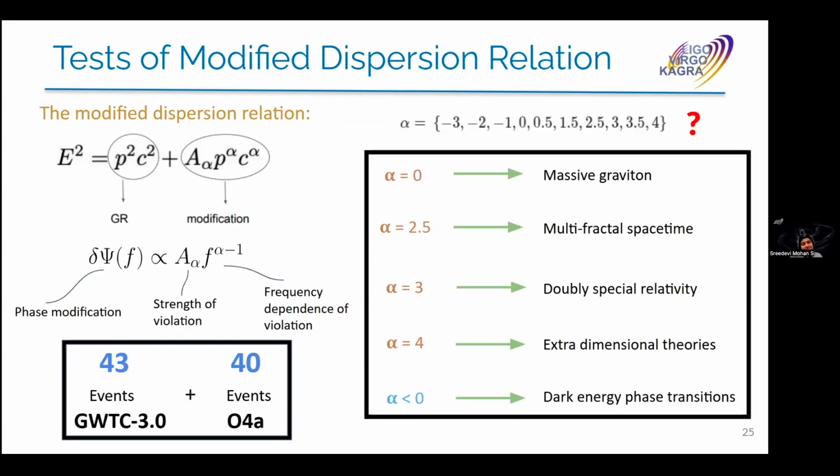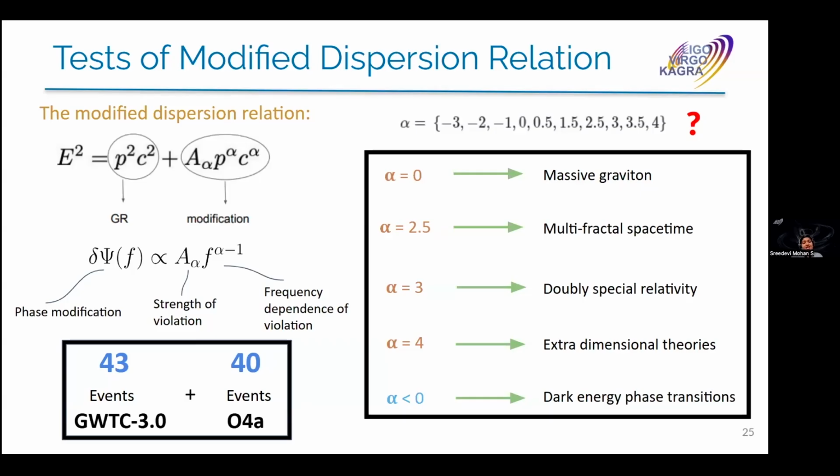What this means is that the different frequency components of the gravitational wave will travel with different velocities, which will lead to morphological changes in the gravitational wave. Such morphological changes can be attributed as a phase modification in the gravitational wave signal, which will be directly proportional to A alpha f raised to alpha minus 1. So here A alpha governs the strength of the violation and alpha controls the frequency dependence of the violation.